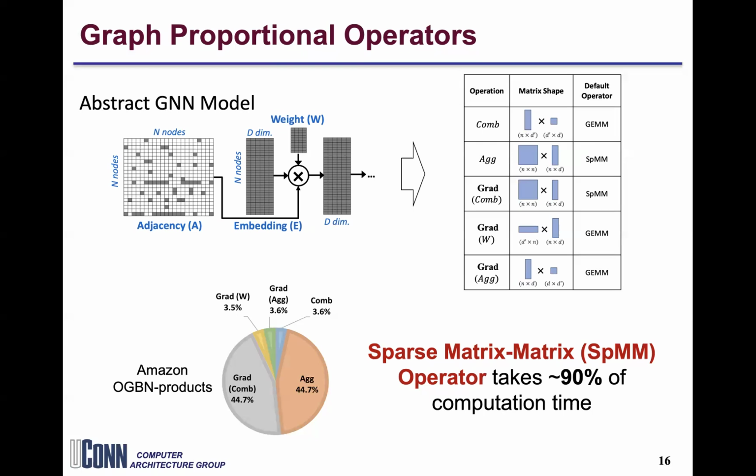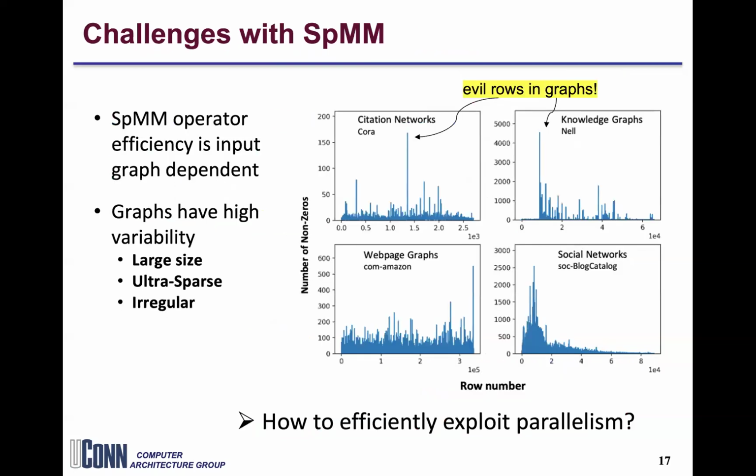But we characterized these models, and we found that these sparse matrix operators are taking about 90% of the time. Even though you have a lot of GEMM operations, they run really fast and are much more efficient. But these sparse operators don't scale on modern hardware, and they take almost 90% of the time. So what is the challenge with these, right? These SpMM operators are graph dependent. Their size is graph dependent, so the number of rows in those matrices is graph size dependent. You have millions of rows, and then they grow. They have a lot of variability.